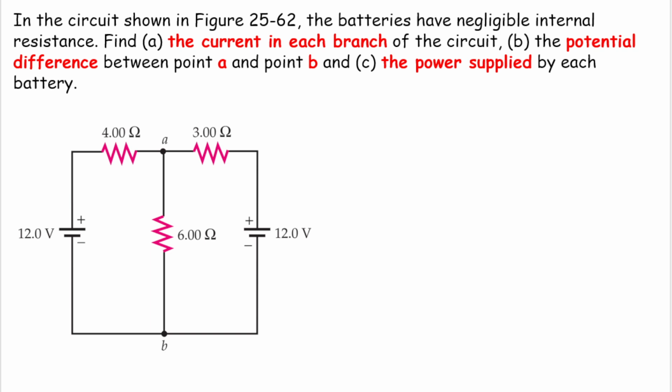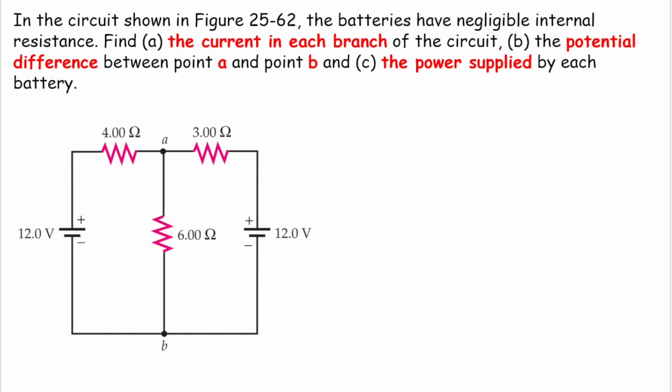In the circuit shown in figure 25.62, the batteries have negligible internal resistance. Find A, the current in each branch of the circuit, B, the potential difference between point A and point B, and C, the power supplied by each battery.